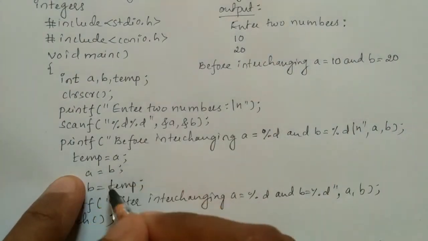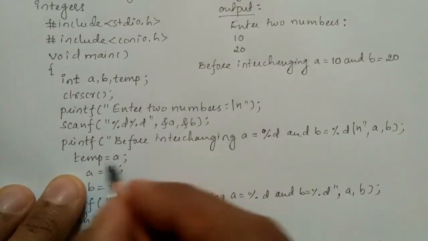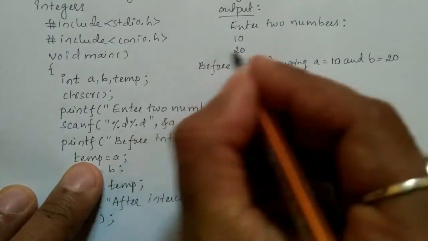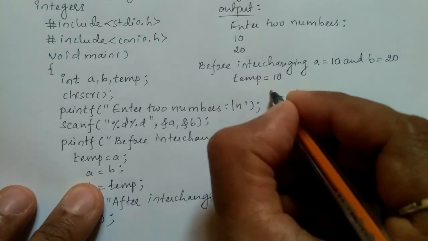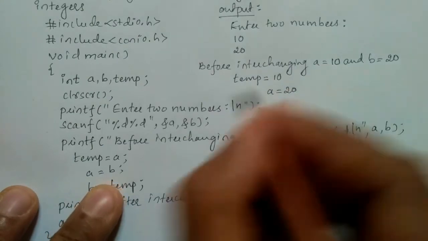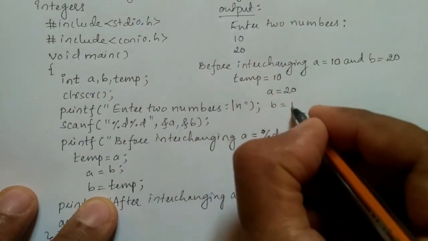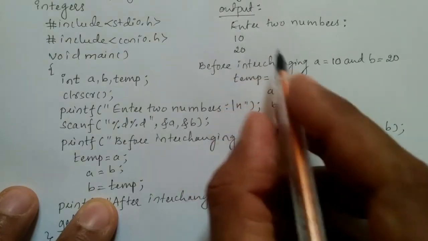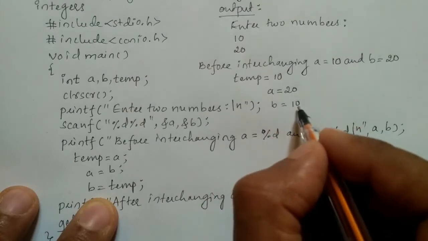Next here these three statements will interchange the values of the variables a and b. So let us see how exactly it is going to work. So I'll write temp is equal to, what is the value of a? That is 10. So 10 is assigned to temp. Now I'll write the second statement, a is equal to b. What is the value of b? That is 20. Next the third statement is b is equal to temp. What is the value of temp? Temp is 10. Now you can see A value earlier it was 10 and B value was 20. Now A value is 20 and B value is 10.